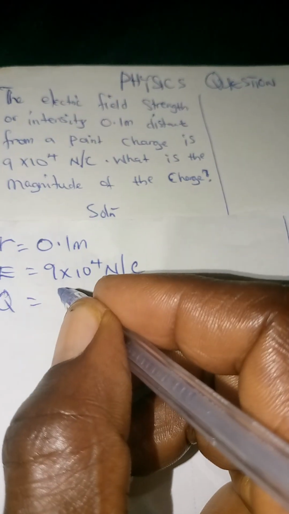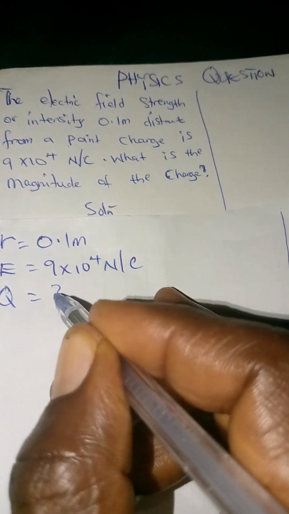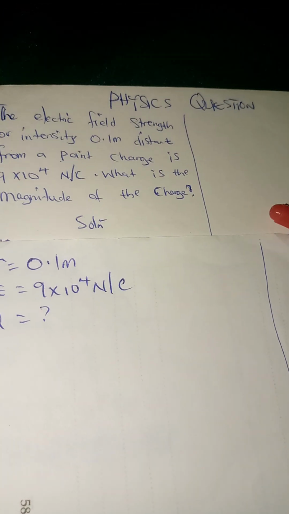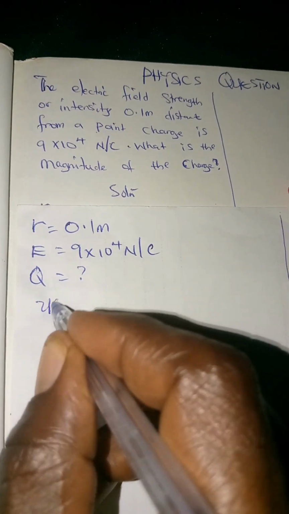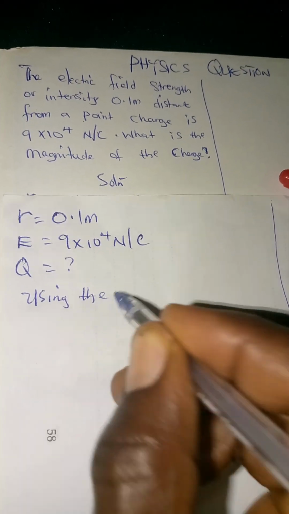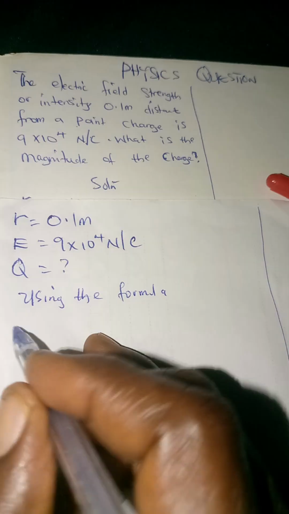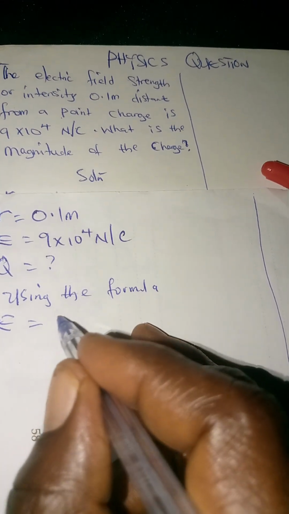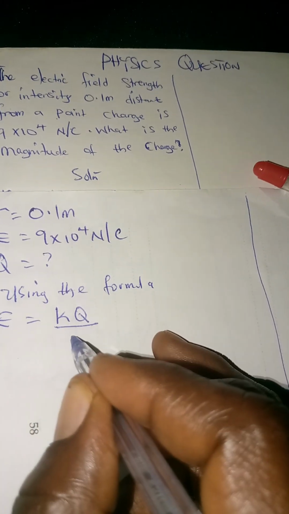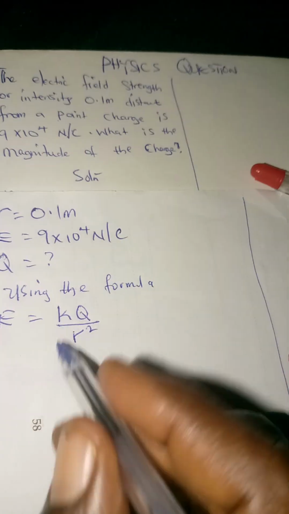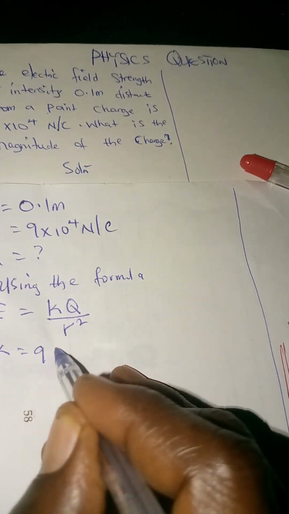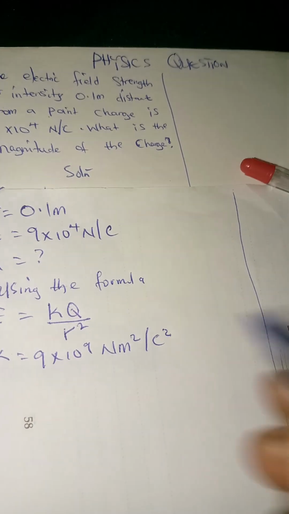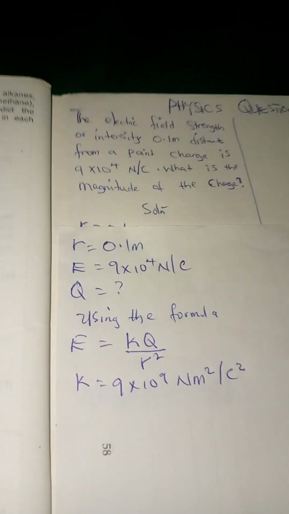Your charge is now equal to nothing. So the next thing you need to do is use the formula. What is the formula? The formula is that E, which is electric field, is equal to KQ over R square. K is a constant which is equal to 9 times 10 raised to power 9 Newton meter square per coulomb square. Are you seeing what I'm doing?